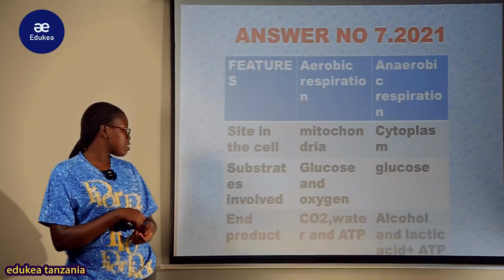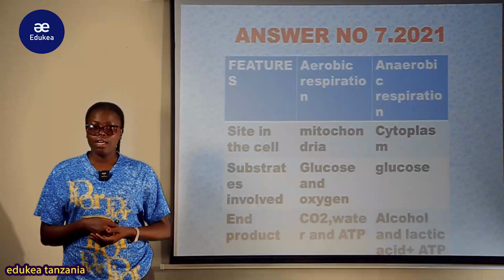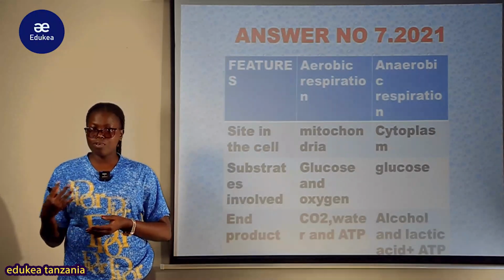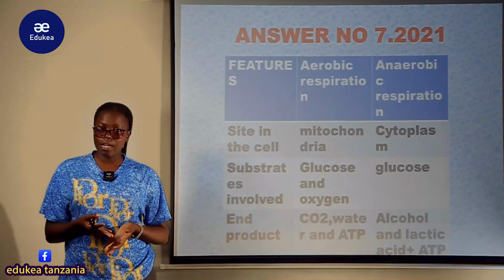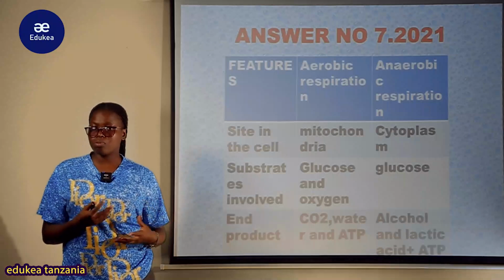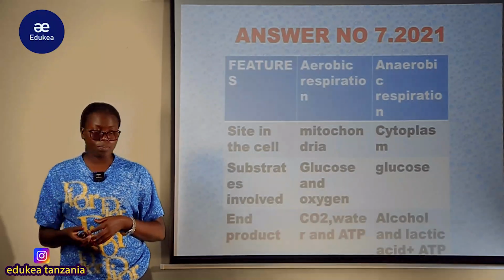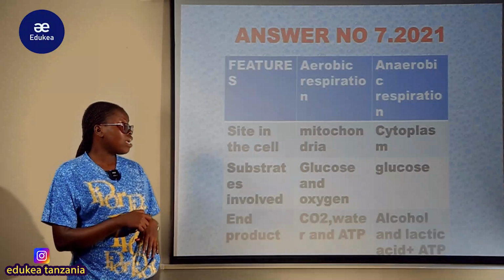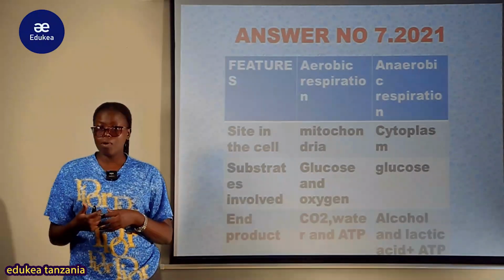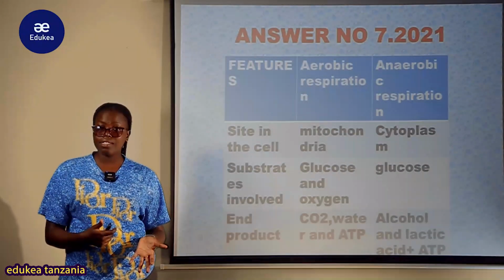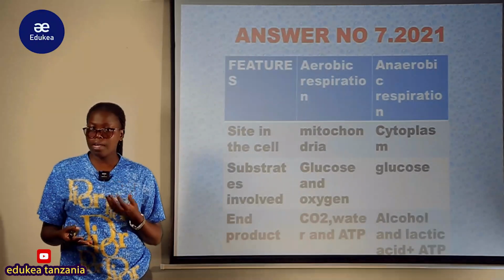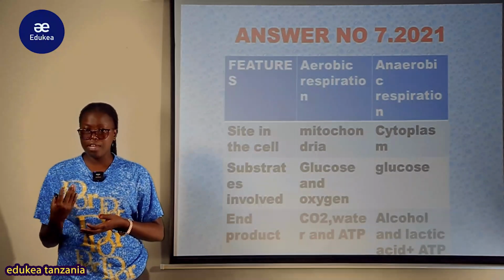Na nyingine features ni end product. End product baada ya reaction, the end product ni nini? Katika aerobic respiration tukimreactisha glucose pamoja na oxygen, tunaenda kupata ni carbon dioxide, water na ATP. So this is a product for aerobic. Lakini kwa anaerobic tunasema kwamba it differ in plant and animal. Kwa plants tend to provide the alcohol, kwa animal na tend to provide the lactic acid pamoja na energy in form of ATP.